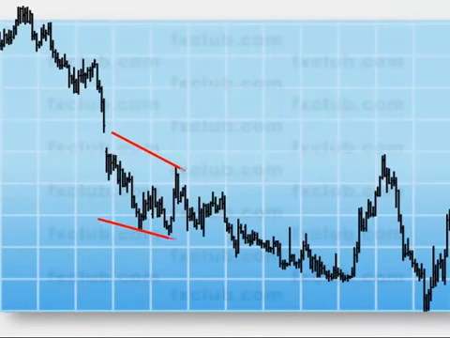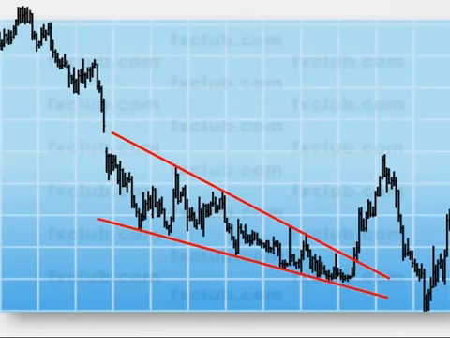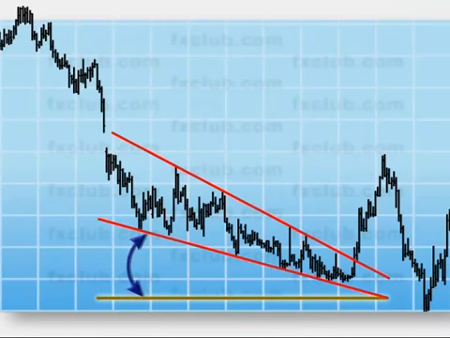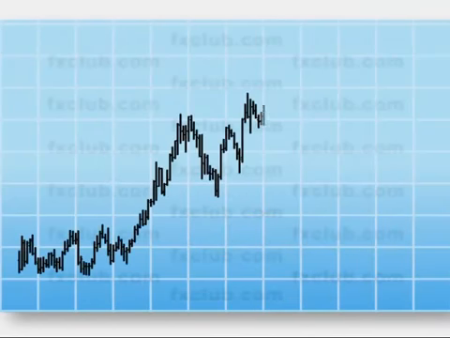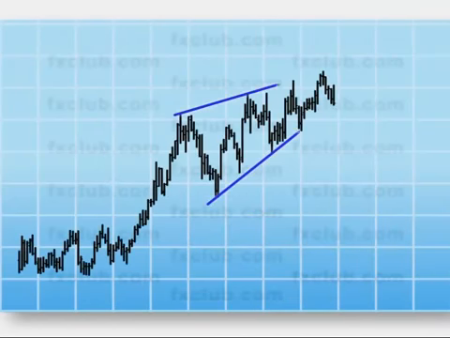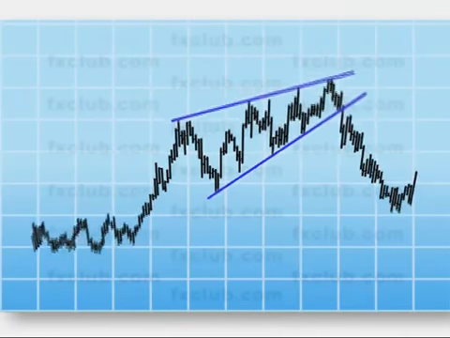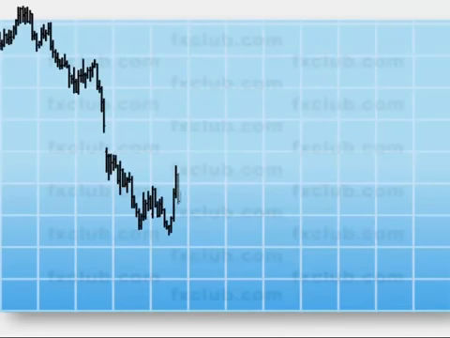Wedges are formed by two converging trend lines. The distinguishing feature of the wedge is a definite slant. There are two types of wedges, rising wedges and falling wedges.